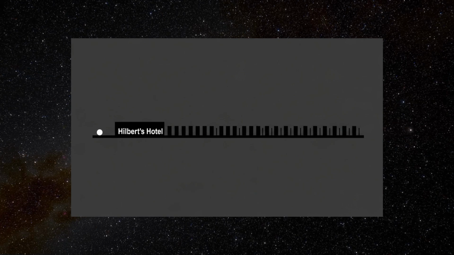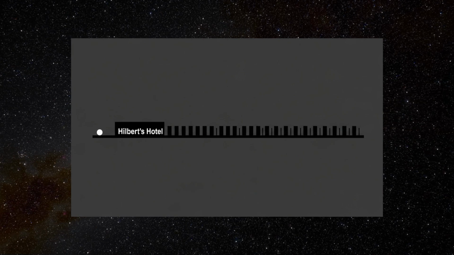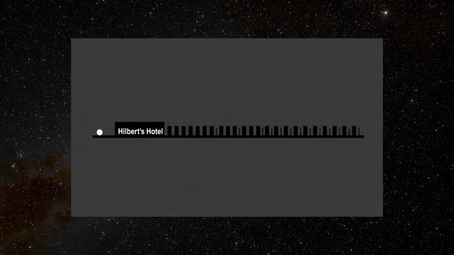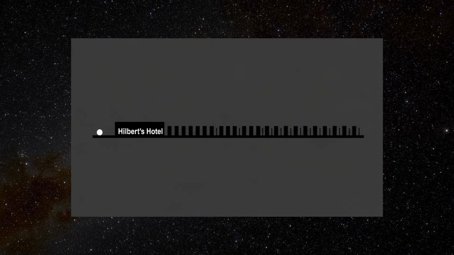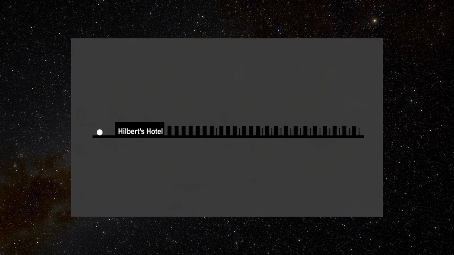Even though the hotel is fully occupied, it can still make room for a new guest. The manager simply asks each guest to move from their current room N to room N+1. The guest in room 1 moves to room 2, the guest in room 2 moves to room 3, and so on. Since the hotel is infinite, everyone has a new room to move into. This opens up room 1 for the new guest, despite the hotel being full before.